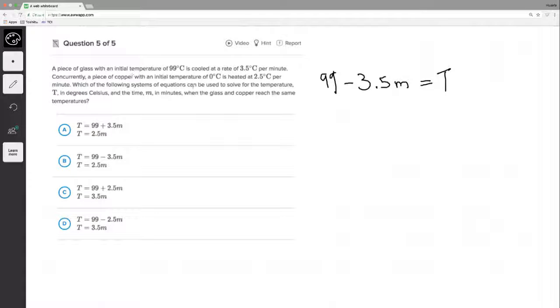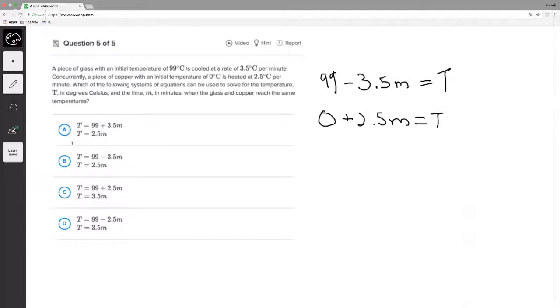And then a piece of copper with an initial temperature of 0 degrees is heated at 2.5 Celsius per minute. And that's its temperature. Which of the following systems of equations will solve for the temperature in degrees Celsius and time M when the glass and copper reach the same temperatures? We're done. These are our equations. So we were able to create them as we were reading.